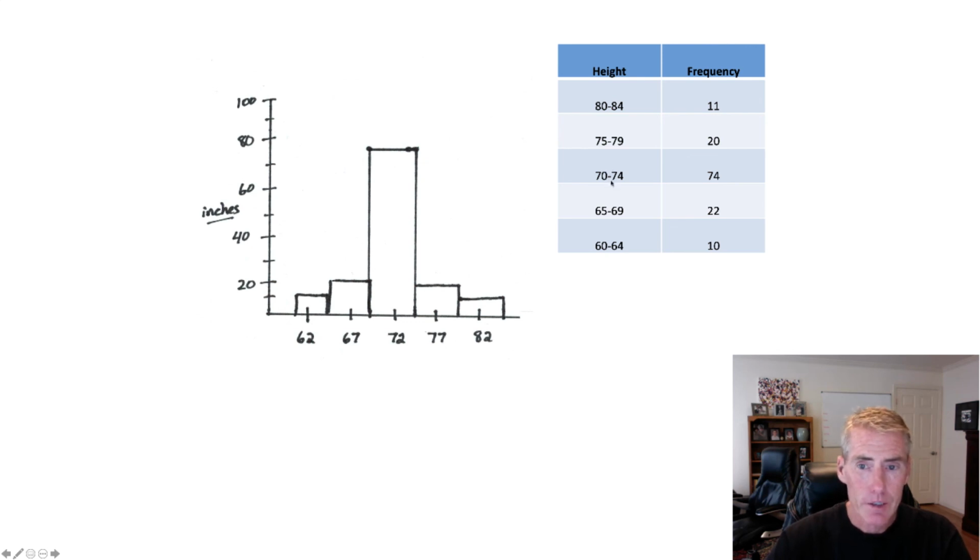And then you just continue. The middle right here would be 72. So that's the middle right here. And then have it go up to 74. So that would be 70. So approximately right there is 74. And then that is pretty much a normal distribution.